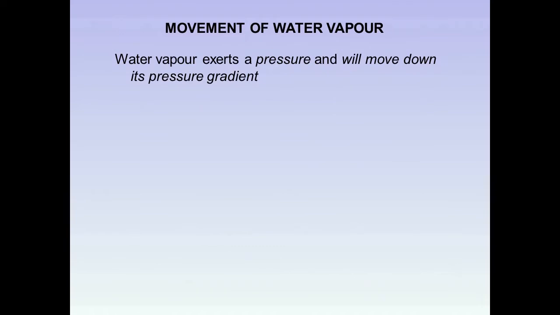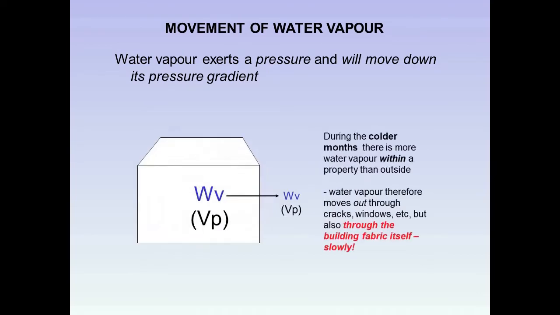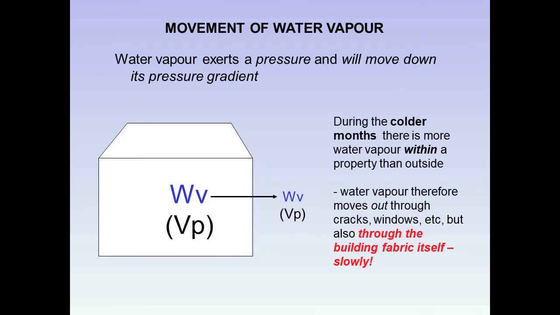Water vapor moves. Why? It exerts a pressure and will move down its pressure gradient. So, in the colder months indoors, there is more water vapor within a property. Why? Well, it's generated by occupation. So we've got more water vapor in a property than outside, and therefore it will move down this pressure gradient. It moves out through cracks and crevices and windows, but it also moves through the fabric of the building itself. But this is extremely slow.